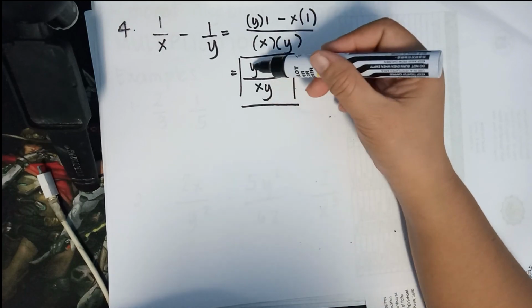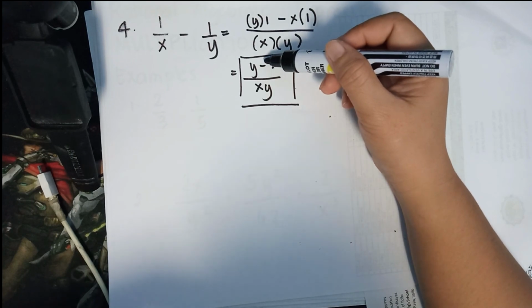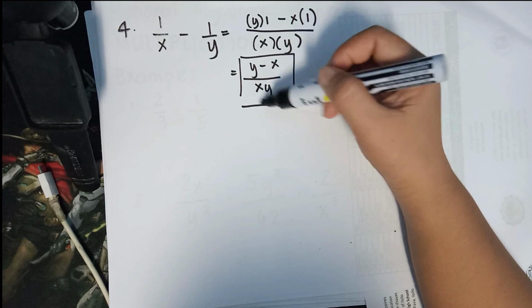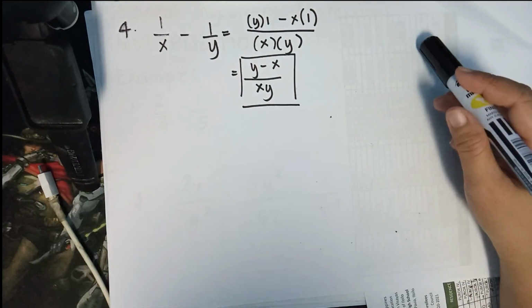Again, we cannot cancel out y and y because there is an operation on our numerator and our denominator is only multiplication. Then we cannot cancel out the two.